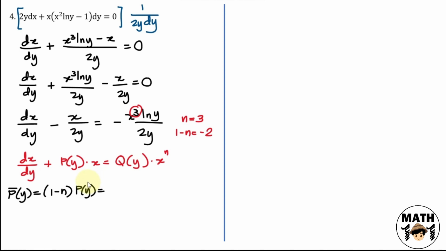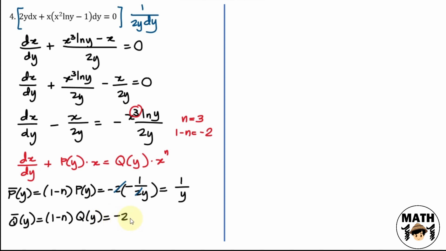Notice na kapag nag-interchange yung dependent variable, pagpapalitin lang din natin yung x and y. Negative 2 multiplied by p as a function of y, which is negative 1 over 2y. This becomes positive 1 over y. And the new q is equal to 1 minus n multiplied by q as a function of y. Negative 2 times negative ln of y over 2y. This becomes positive ln of y over y.